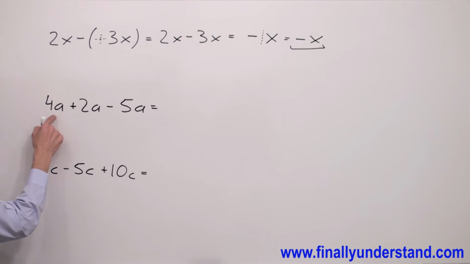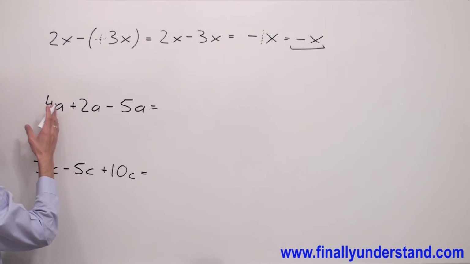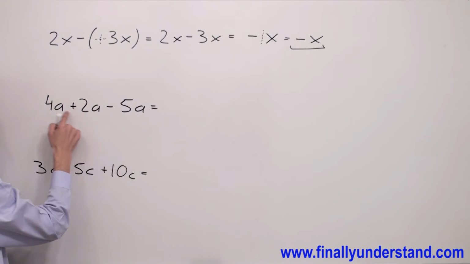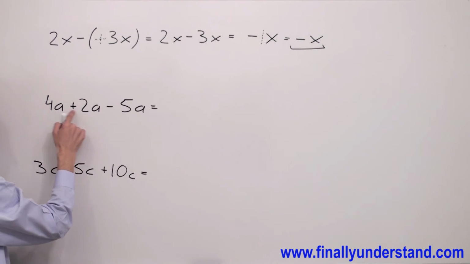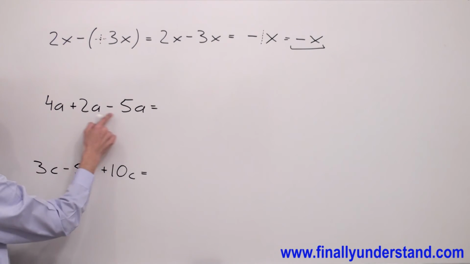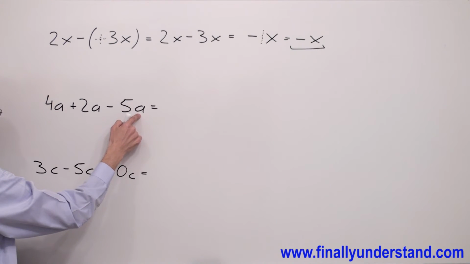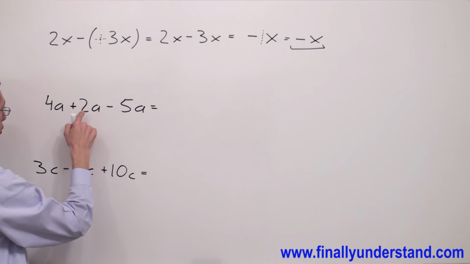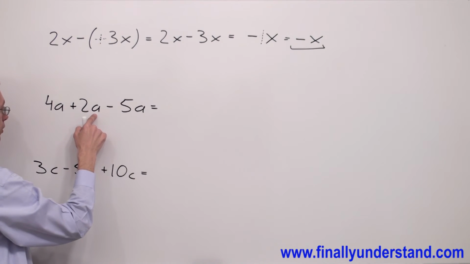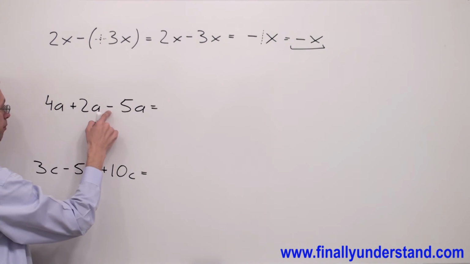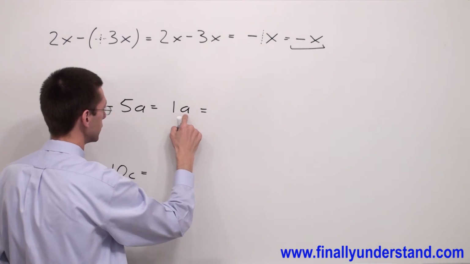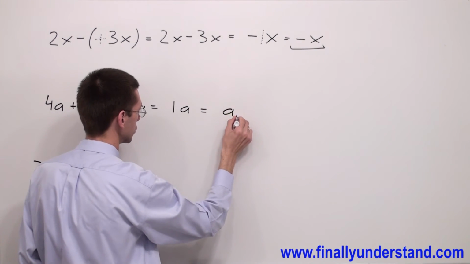Let's take a look at these examples. I have to perform the operation from left side to the right side. So I have 4a plus 2a. I can add these two terms because they are like terms. Why? Because I have the same literal factor, which is a, and this one has also the same literal factor a. That's why all of them are like terms. I have 4a plus 2a is 6a. 6a minus 5a is just 1a. 1 times a is simply a. This is the solution to this problem.